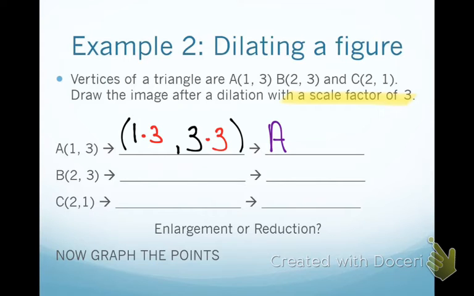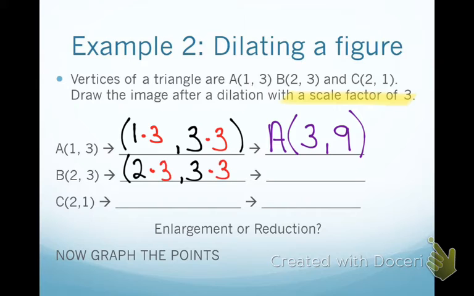What is it, guys? 3, 9. Okay, so now you go ahead and do B. Okay, so B, 2 times 3 and 3 times 3, and I get what? 6, 9. Go ahead and finish C. 6 and 3.